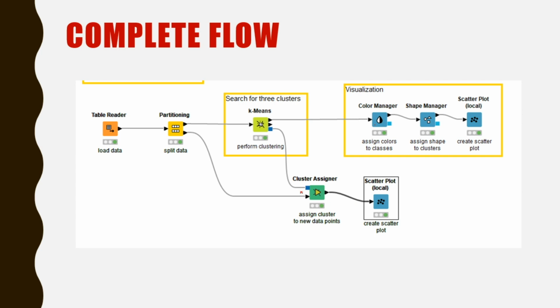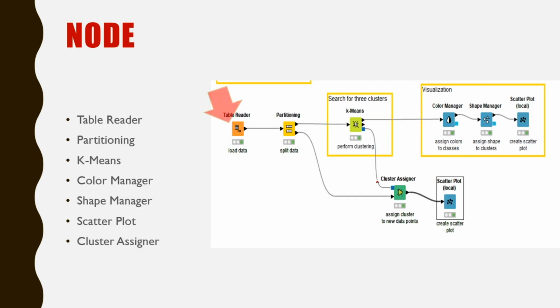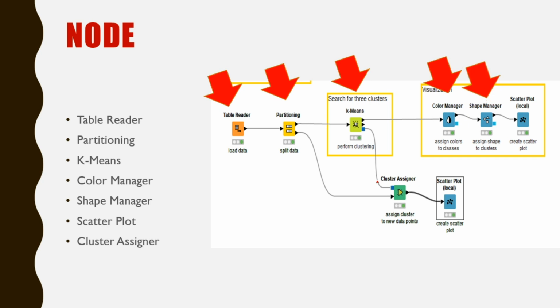In order to identify the test data assignment, we are going to use the cluster assigner, and visualize again through a scatter plot. So this will be the complete flow. To repeat, I am going to have a table reader, which you get by directly dragging your data set into the flow, followed by partitioning. Then we have the K-means node. Then we have visualization, inside which we have the color manager, shape manager and scatter plot, followed by the cluster assigner and a scatter plot again to visualize your output.